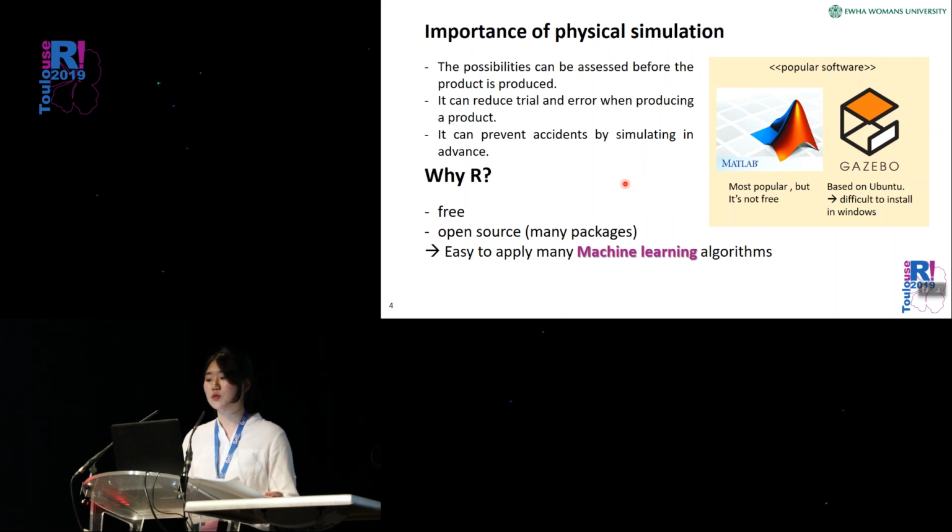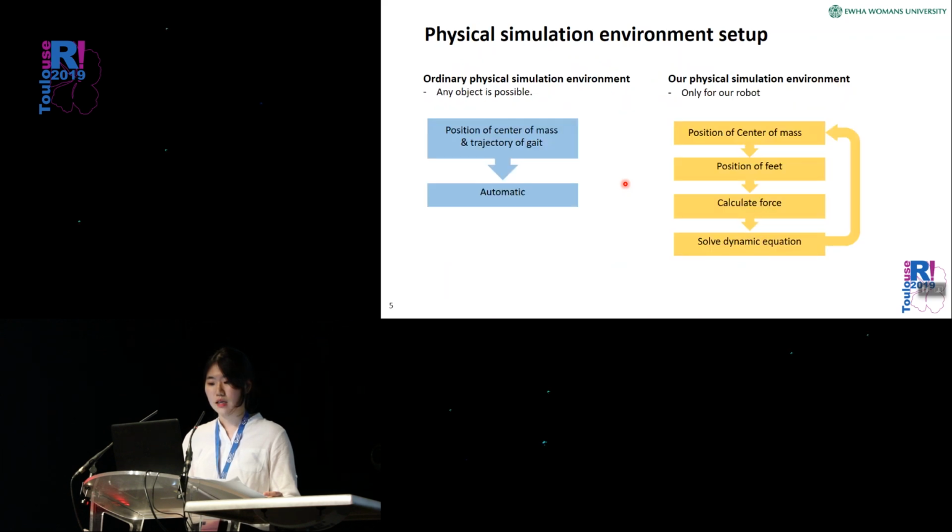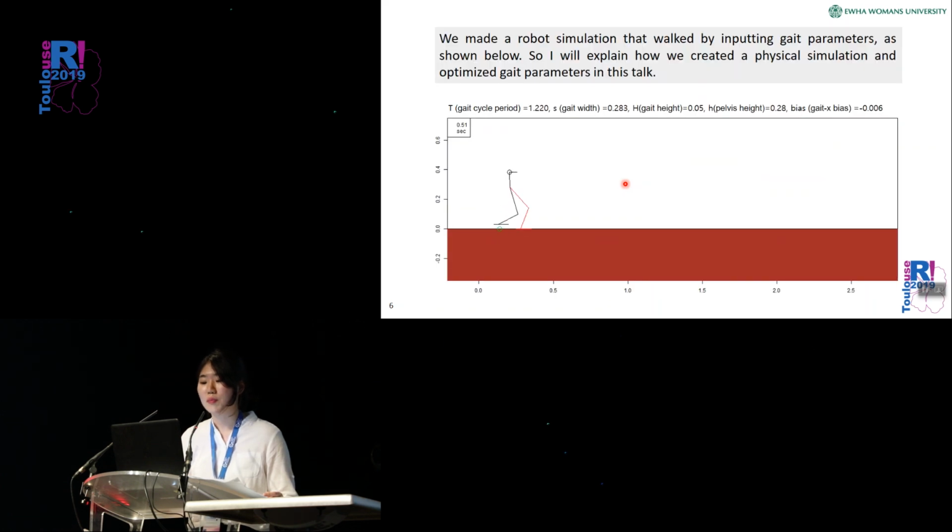So there are many popular software for physical simulation. However, R is free and open source, so it's easy to apply many machine learning algorithms. In an ordinary physical simulation environment, any object is possible, but our physical simulation environment is only for our robot. So we made a robot simulation that works by inputting gait parameters as shown below. I'll explain how we created a physical simulation and optimized gait parameters in this talk. And these 5 are gait parameters.